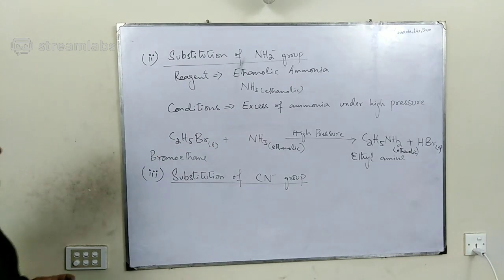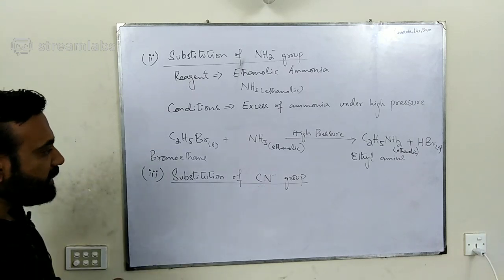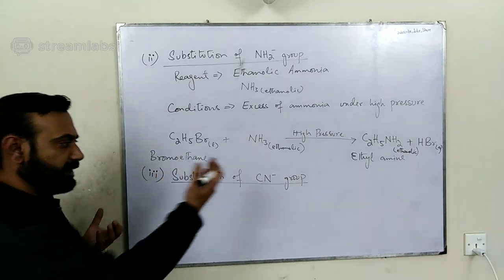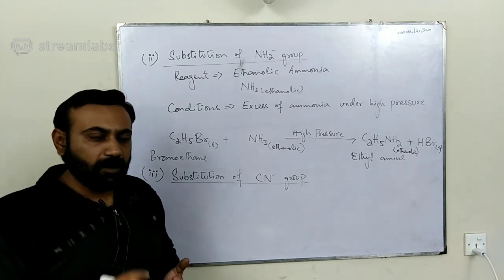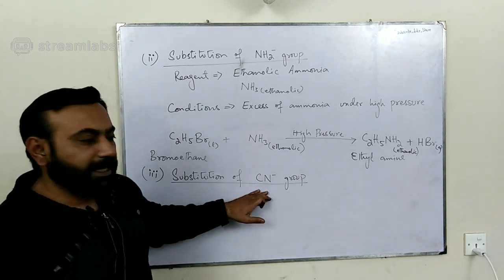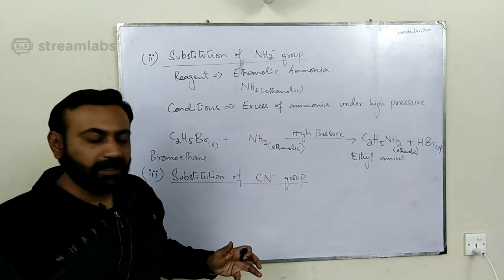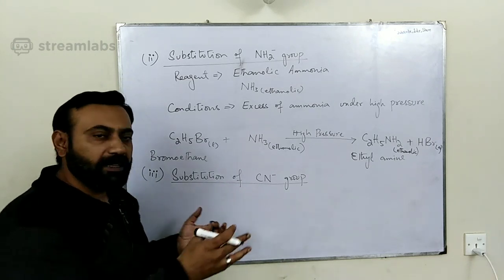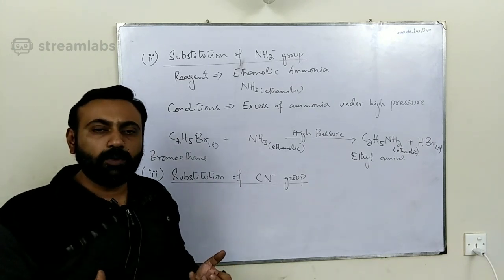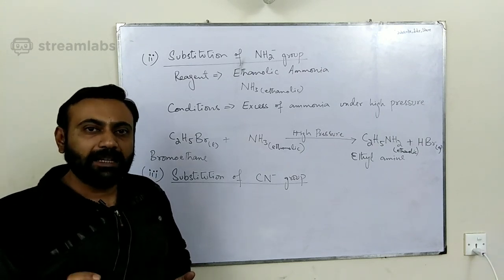Okay, the next substitution reaction that halogenoalkanes undergo is a substitution of the CN group. See, this CN group, when it is present as a negative ion, is called a cyanide group. So if we are using an ionic compound which has this ion in it as the negative ion, then it is called a cyanide group. But when this group is covalently bonded to an organic compound, then it is called a nitrile group.